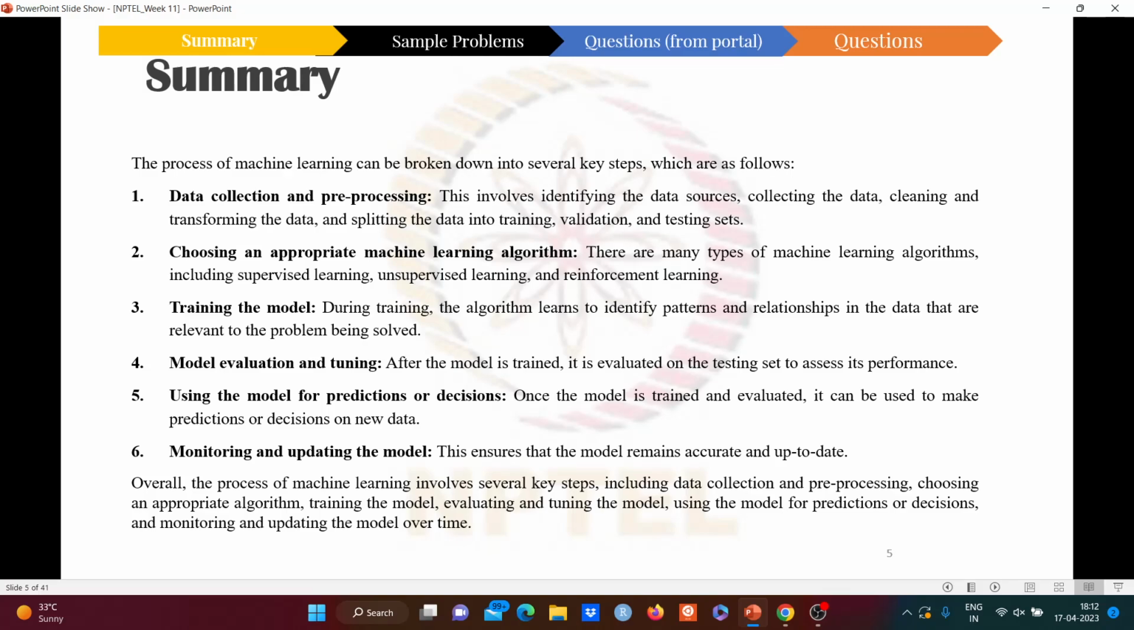Once an appropriate algorithm is chosen, the next step is to train the model using training data. During training, the algorithm learns to identify patterns and relationships in the data that are relevant to the problem being solved. The performance of the model is evaluated on the validation set to ensure that the model is generalizing well to new data. So how can we confirm a model is generalized?